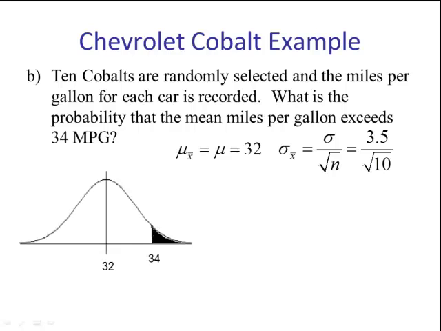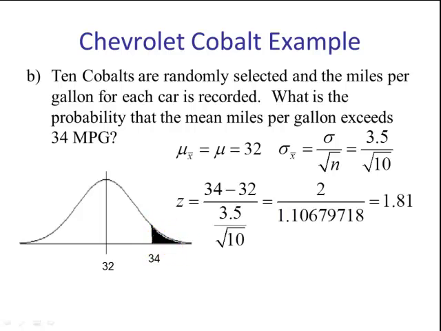So we draw a picture. Again, we are interested in exceeding 34 miles per gallon. We need to change that to a z-score. We take our x bar, subtract the mean, and then divide it by the standard error, and we get 1.81. Using table 5, we have to do 1 minus 0.9649, and we end up with 0.0351.